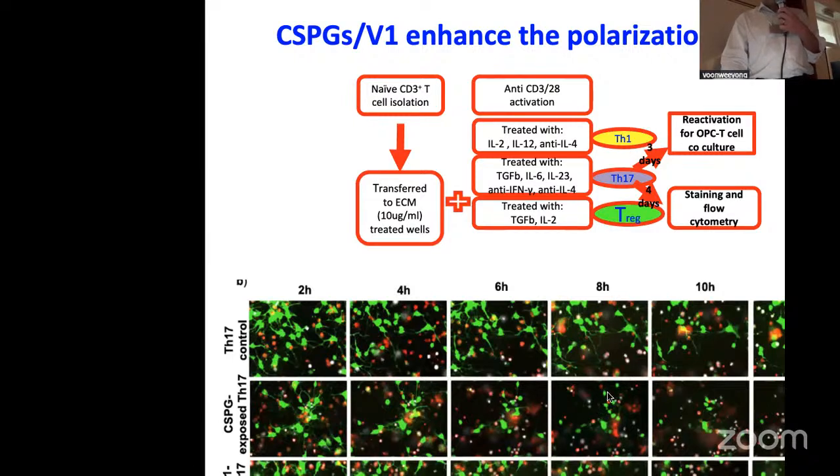So all of these leads us to contend that besides the direct effect on OPCs, the CSPGs may inhibit remyelination by promoting the T cell killing of OPCs.